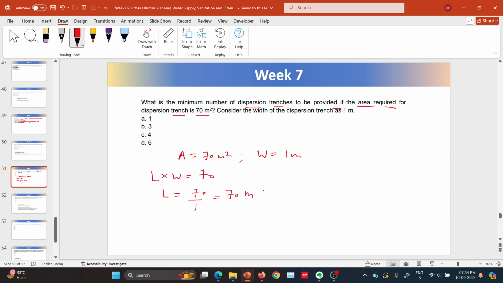But length cannot be more than 30 meters. In the question it is asked how many dispersion trenches. One dispersion trench can only have a length of 30 meters maximum. If we divide 70 by 30, we will get 2 point something, so we'll take it as 3. How much are we getting? Let's calculate.